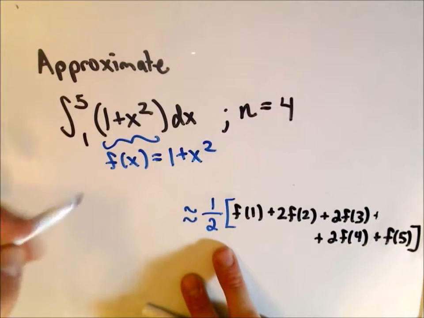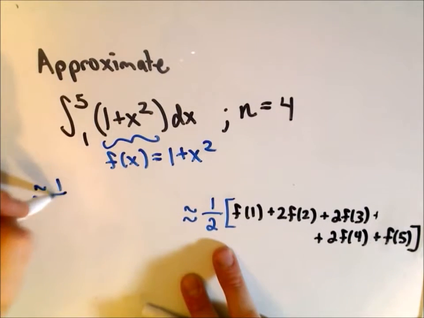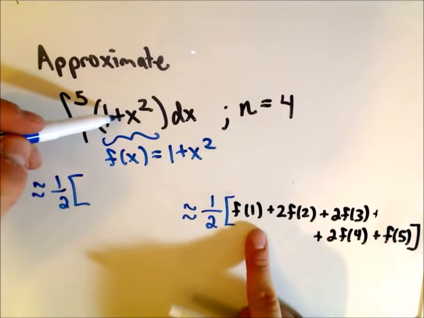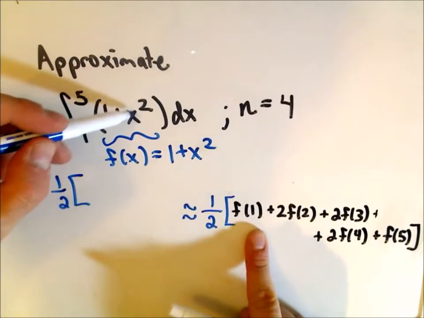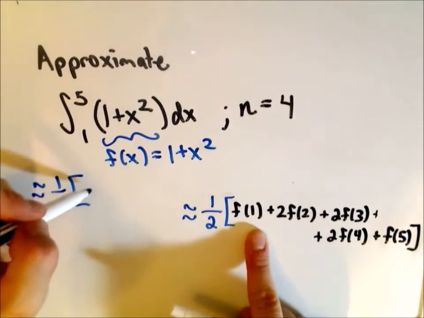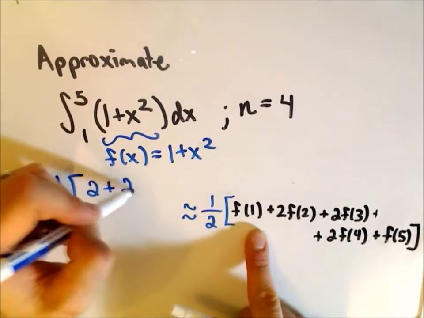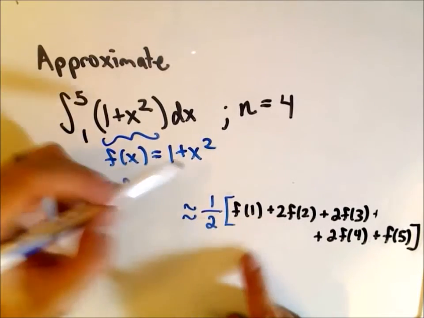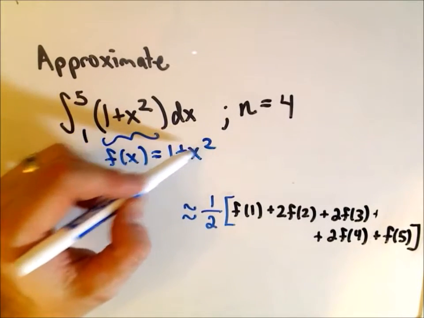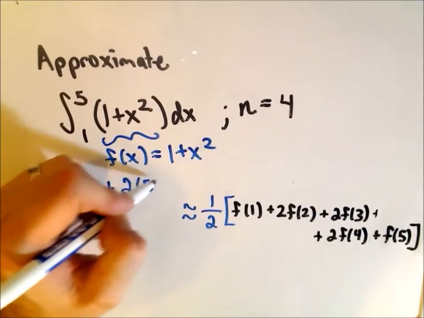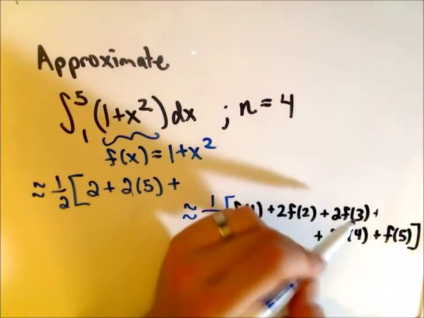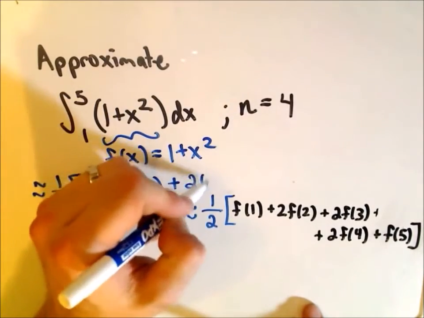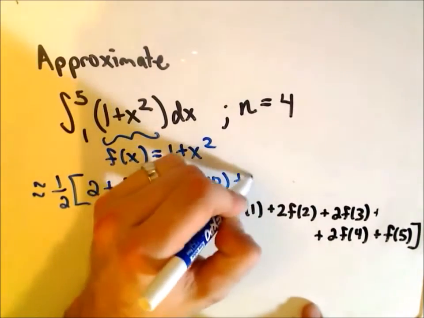So this integral is going to be roughly equal to 1/2. When we plug 1 into our function, we'll get 1 plus 1 squared. 1 squared is 1, so we'll get 1 plus 1, or 2. Then we get twice the value when we plug in 2. If we plug in 2, 2 squared is 4, 4 plus 1 is 5, so we've got to double that value. When we plug in 3, 3 squared is 9, plus 1 is 10. Again, we have to double that value.